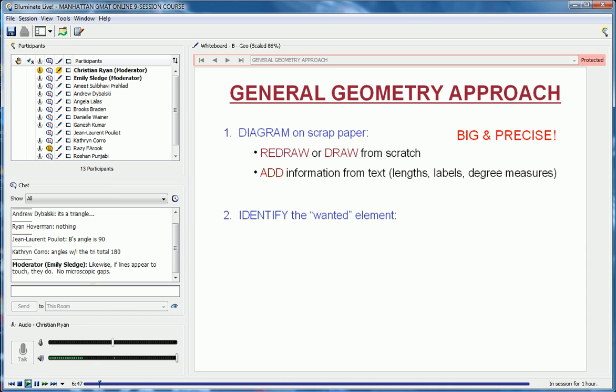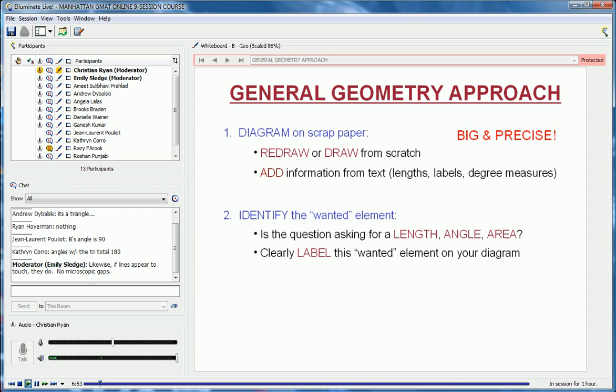Next, you identify the thing that they are asking you for. So is it a length, whatever it is, an angle, and you should make sure you label that wanted element on your diagram. The way you're going to label it is with a variable typically. So this is just like a word translations problem in which you name the thing you're looking for, X or Y or A or whatever it is. So make sure that you do the same thing here.